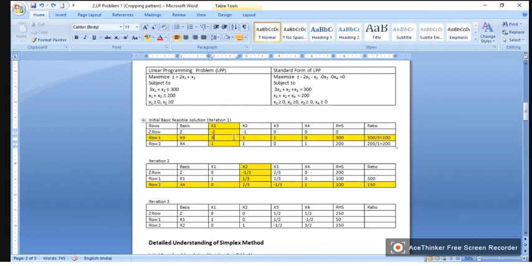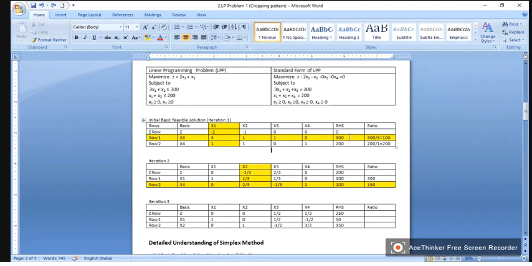So we have identified the elements in the pivotal column, then we have to take the ratios of row 1 and row 2 like this.